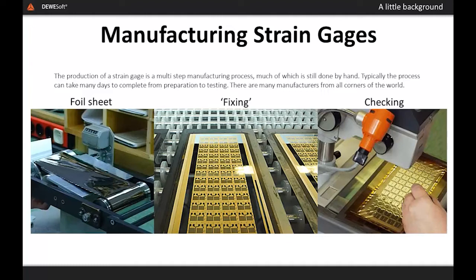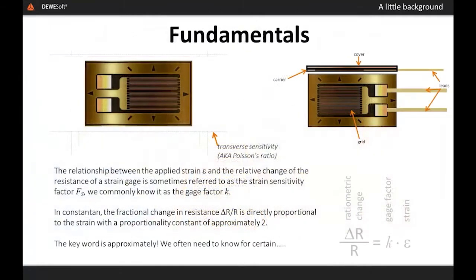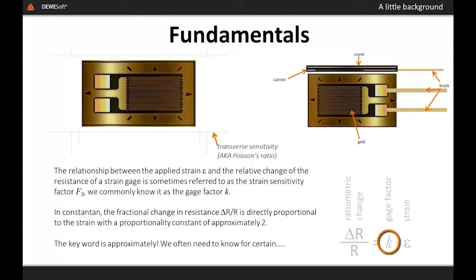The next processes are all labour intensive. They're cutting and testing gauges, some of which have to be performed by hand on individual gauges. It is worth mentioning at this point that one of the factors that directly affect the strain gauge user is the determination of the gauge factor, which is also sometimes referred to as the strain sensitivity factor, or FS.